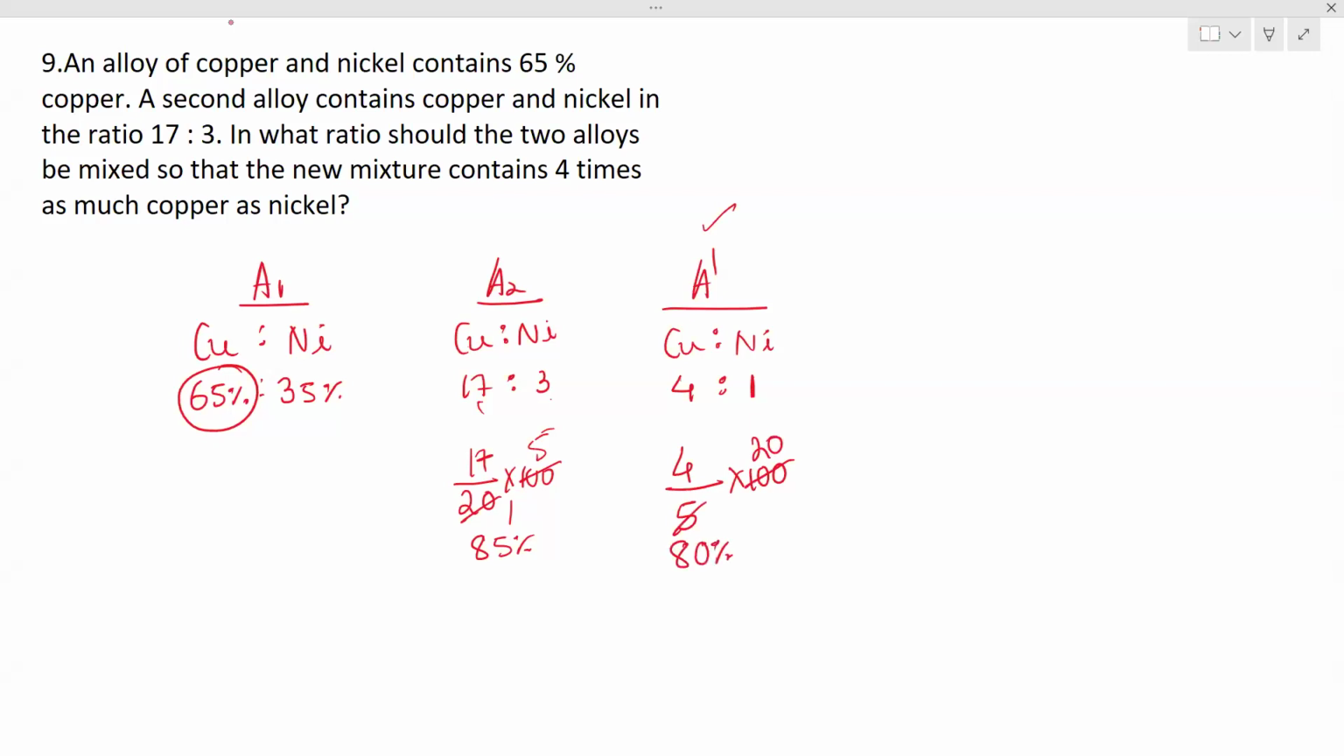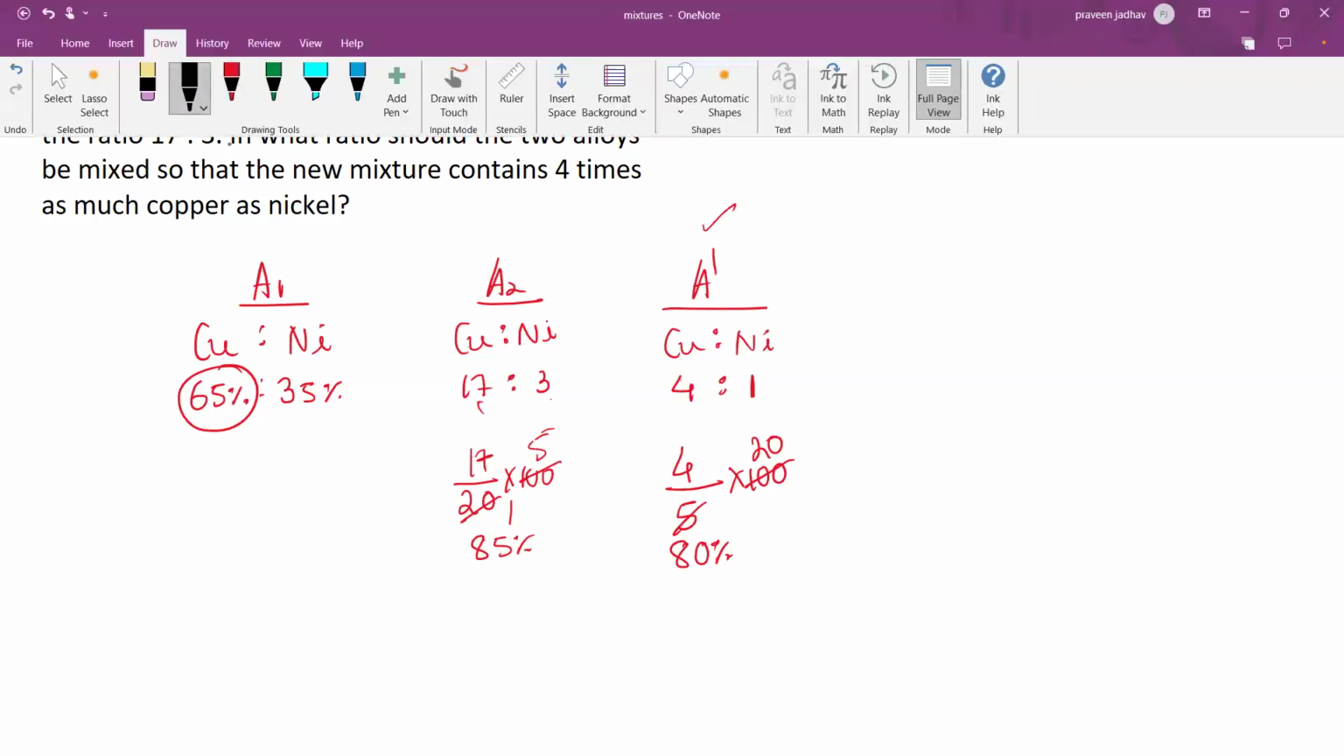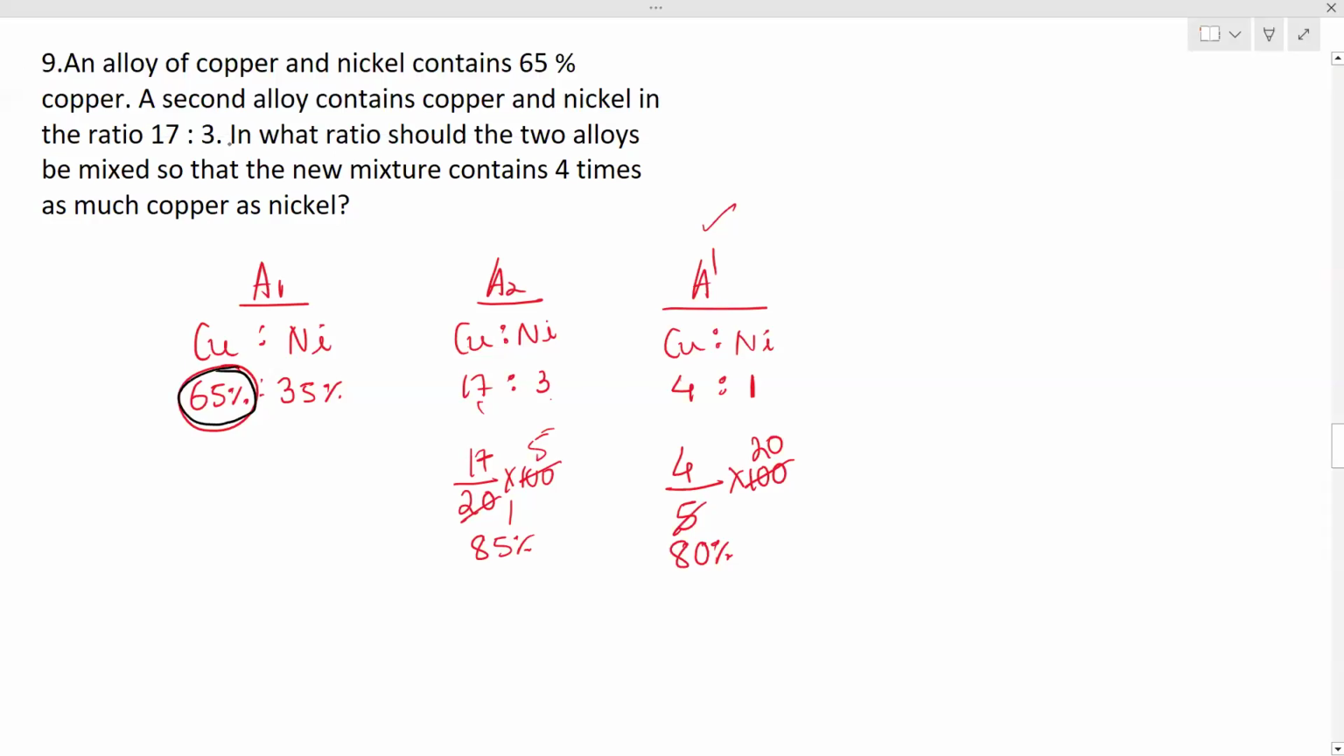So why did we deal with copper only? It's your wish. You can deal with anything. So what do I have here? 65%. Let me change the color of the pen now. 65% copper. Alloy 1 has 65% copper. Alloy 2, how much? 85% copper. Great. The combined mixture should have how much copper in it? 80%. Combined mixture, I'll write it here. In what ratio must they be mixed? Alloy 1 and alloy 2.